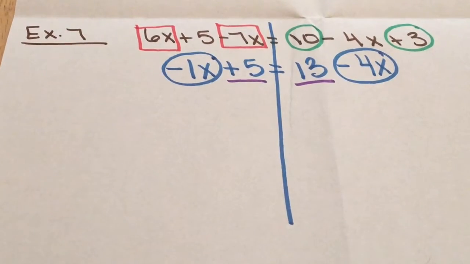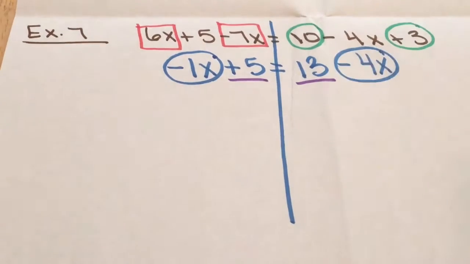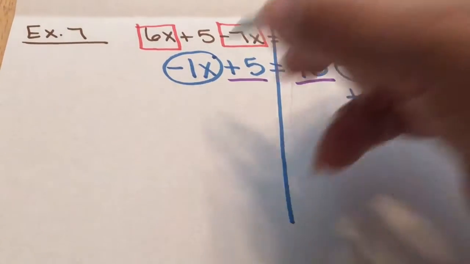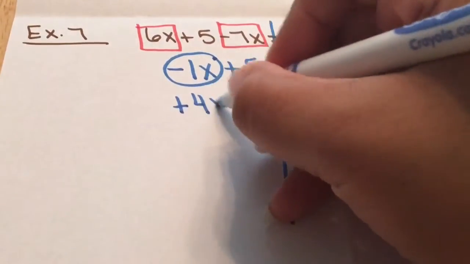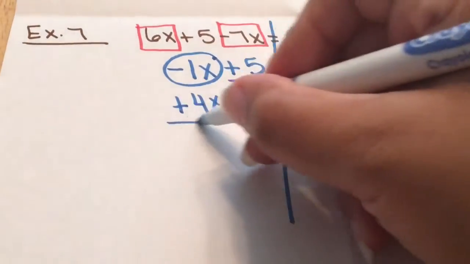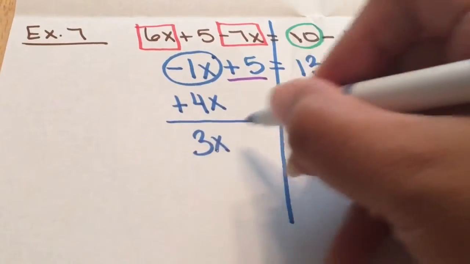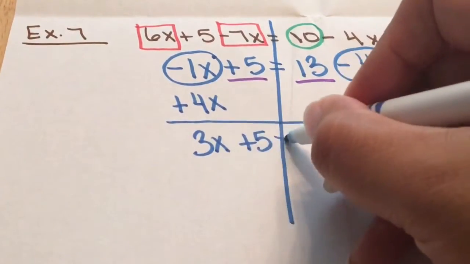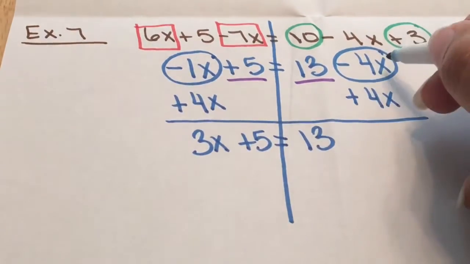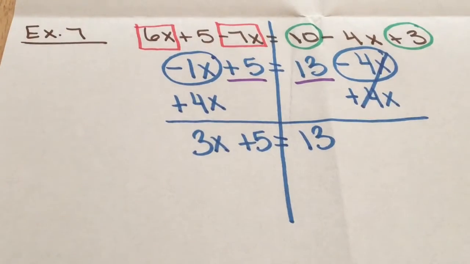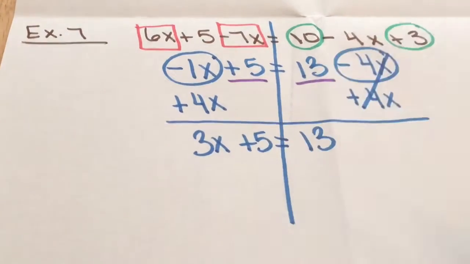Again, it doesn't matter which one we want to move first, or where we want to move it to. Since we have this negative 4x, I eventually want to end up with a positive x, so I'm going to go ahead and move that. So I'm going to add 4x to both sides. And negative 1x plus 4x is 3x plus 5 equals 13. Negative 4x and a positive 4x is 0. It's gone. Now, I want to go ahead and move that 5.